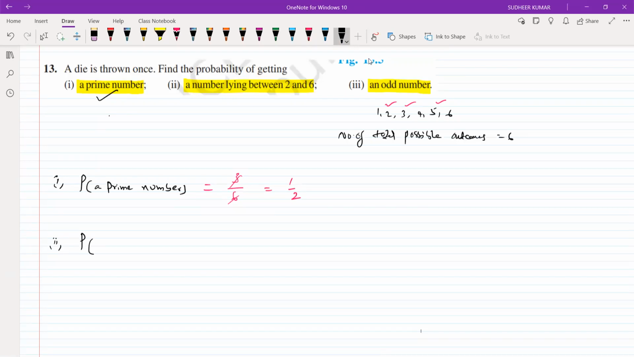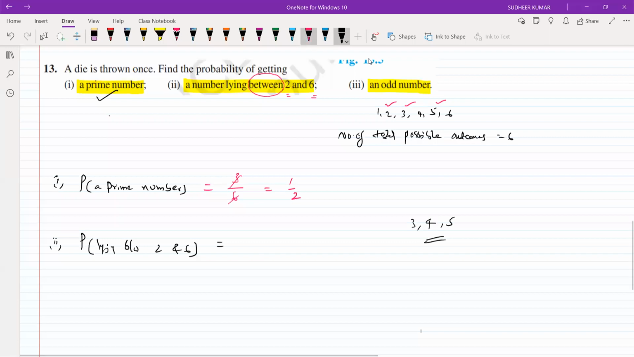Probability of a number lying between 2 and 6. When it is mentioned that it is between two numbers, the two numbers should be excluded. So we can take only 3, 4 and 5.